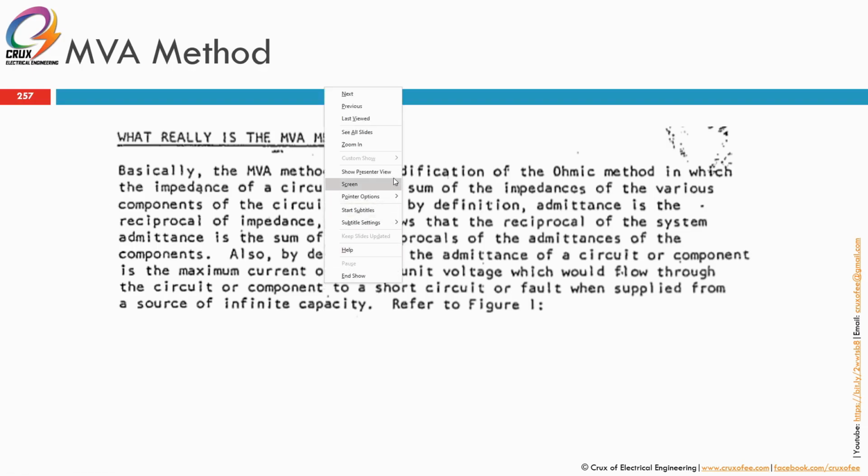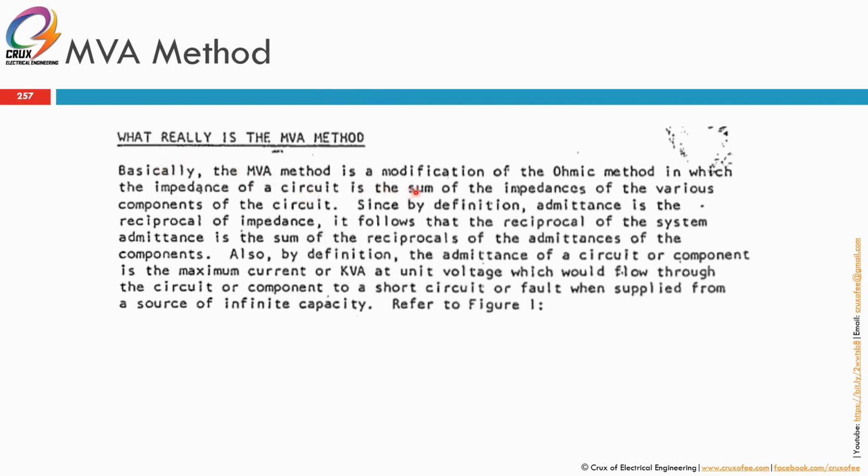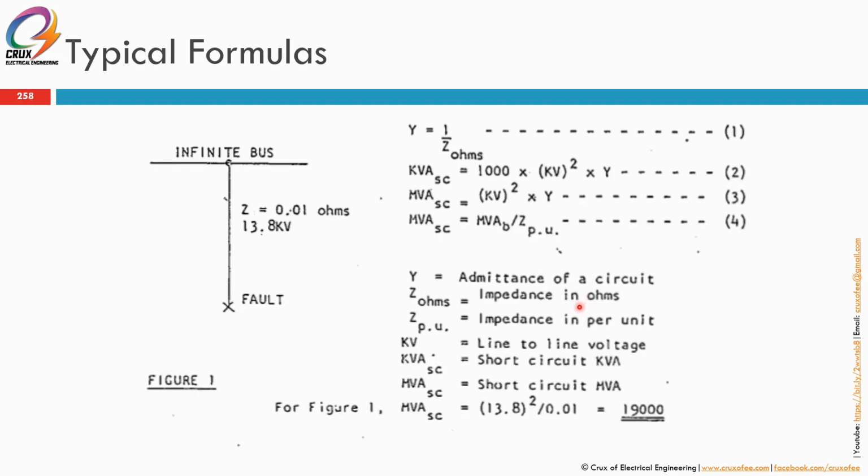So the MVA method basically is a modification of the ohmic method, in which the impedance of a circuit is the sum of impedances of the various components of the circuits. And since by definition admittance is the reciprocal of the impedance, it follows that the reciprocal of the system admittance is the sum of the reciprocals of the admittances of the components. Let's forget about this and go straight to the point. We are practical application engineers. Okay, so let's see how to do it.